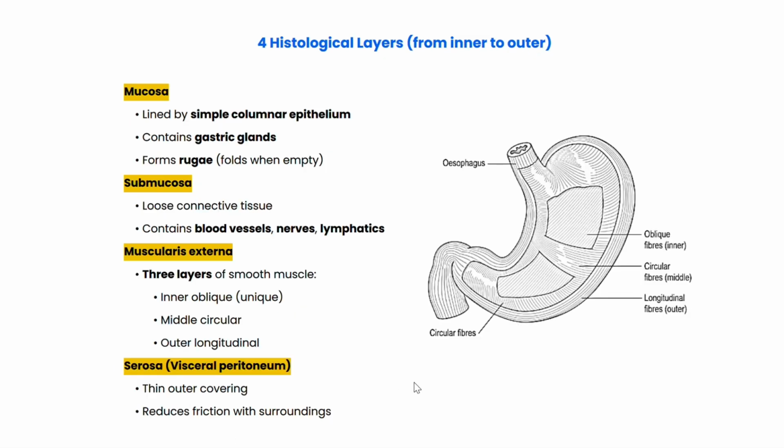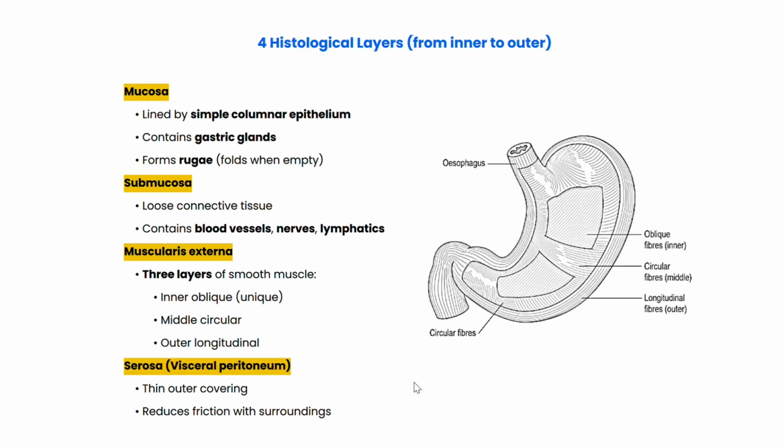Let's break down the four layers of the stomach wall from the innermost to the outermost. Mucosa. This is the inner lining that faces the stomach contents. It's made of simple columnar epithelium and contains gastric glands that secrete enzymes, acids, and mucus. The mucosa forms folds called rugae, which flatten when the stomach fills.